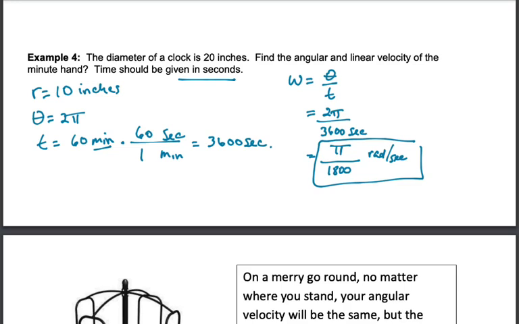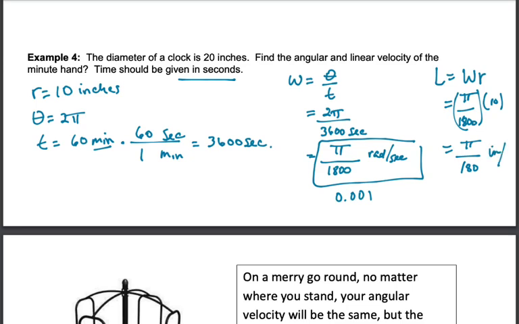If you had gotten a decimal, it would have been 0.001 radians per second. All right, now that we found the angular velocity, we still need to find linear velocity. Since we already have angular velocity, I'm going to use the second formula we figured out, which was angular velocity times the radius. So that's going to be pi over 1800 times your radius, which is 10. That simplifies to pi over 180 inches per second. All right, so that's your linear velocity, and we've got our angular velocity as well.